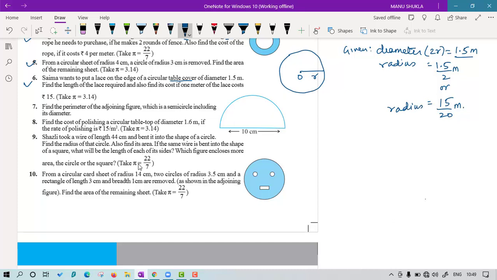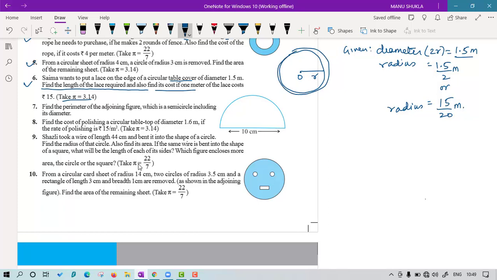Now they are saying find the length of the lace required, also find the cost of it. Okay, take pi equal to 3.14. So what is the length of the lace? Obviously the lace is being applied on the edges, so we have to find the circumference.